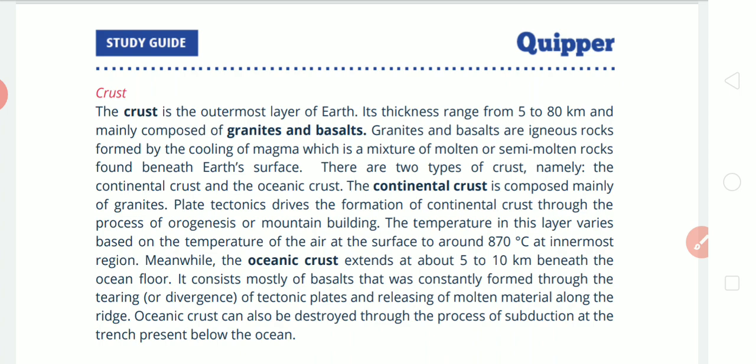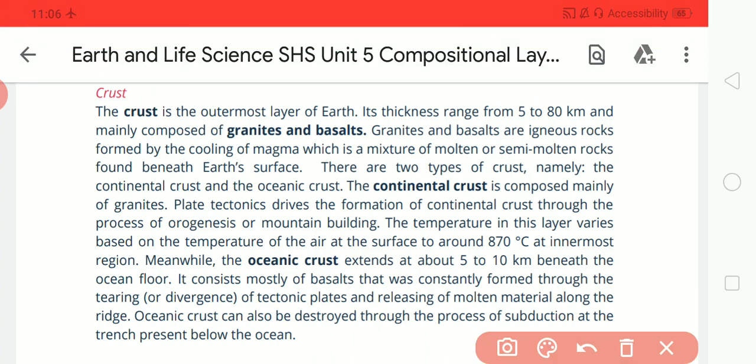So these rocks are igneous, which are formed by the cooling of magma, which is a mixture of molten or semi-molten rocks found beneath the Earth's surface. There are two types of crust, namely continental crust and oceanic crust. Continental crust is mainly composed of granites. Plate tectonics drives the formation of continental crust through the process of orogenesis or mountain building.